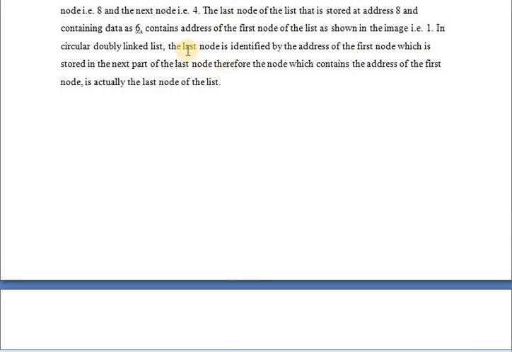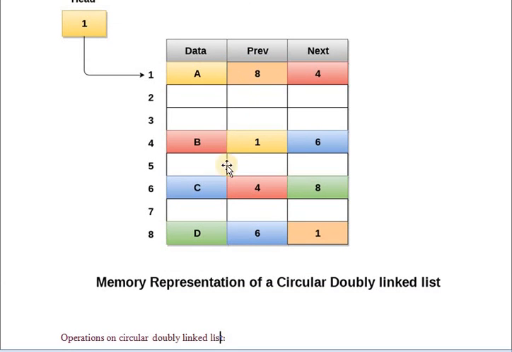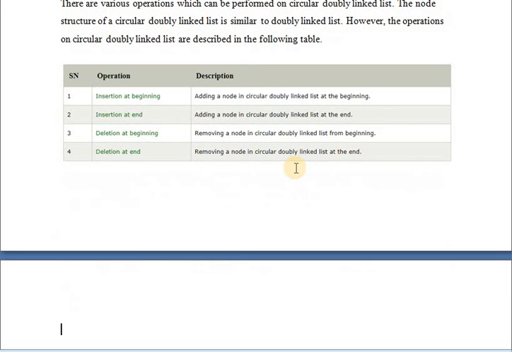In the circular doubly linked list, the last node is identified by the address of the first node, which is stored in the next part of the last node. Therefore, the node which contains the address of the first node is actually the last node of the list. So the first node will contain the address of the last node, and the last node will contain the address of the first node. That is the circular doubly linked list. So we will see the operations.